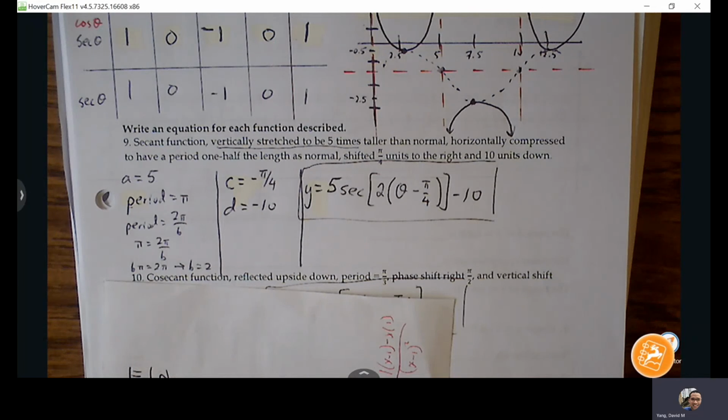So since the period is pi, we go through the formula. Period equals 2 pi over b. We solve for b. B equals 2. They tell us what the c value is. They tell us what the d value is. So we just insert it into our secant function. Oh, it wasn't asking you to graph. Right. You don't have to graph it. Just write the equation.